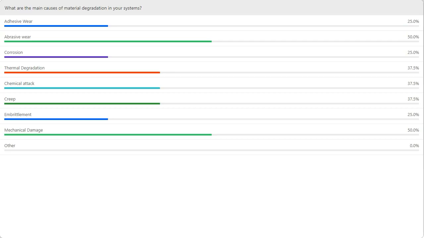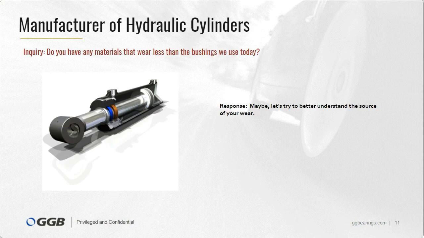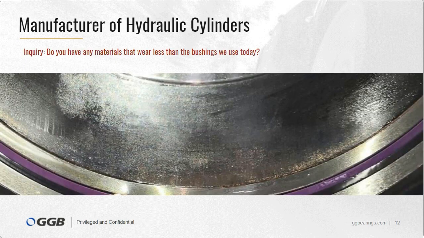All right, so one example that we'd like to share with you today is a manufacturer of hydraulic cylinders came to us a while back and said, do you have any materials that wear less than the bushings we use today? And we kind of stopped and said, that's a pretty generic question. Maybe. Let's try and understand the source of the wear. What's going on in your system? What do we need to be looking at here? So, let's start a discussion and make sure that a bushing with a lower wear rate is what you really need. And they said, okay, yeah, come on in. We'll have a chat about it.